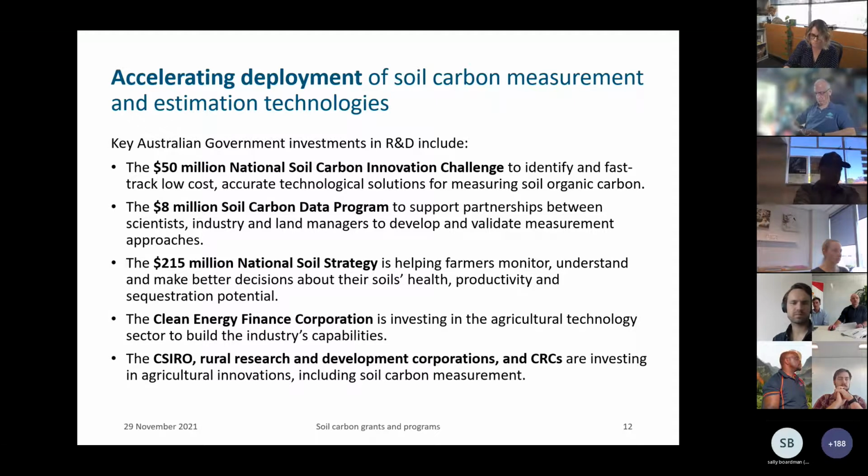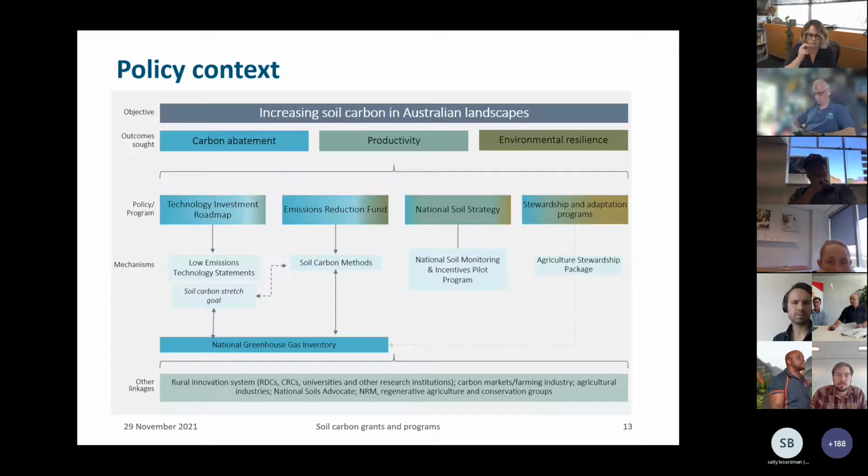And we have CSIRO, Rural Research and Development Corporations and the CRC for High Performance Soils also investing in agricultural innovation, including soil carbon measurements. So we'll talk about the challenge more. On the National Soil Strategy, Lisa Nitsky from the Department of Agriculture, Water and the Environment will give you some more details about that and also its linkages to soil carbon. We wanted to emphasise we work very closely with our colleagues in that department on the links between these programs.